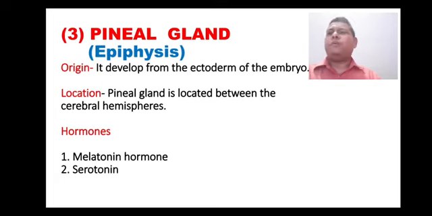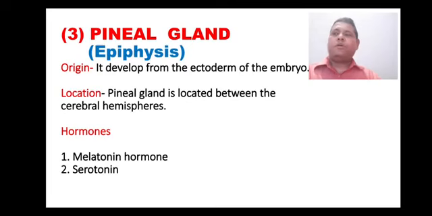Hormones of the pineal gland. The different hormones are as follows. Number 1, melatonin hormone. Although the function of the gland is still subject to current research, it is known to secrete melatonin hormone, also called the sleep hormone. Because it promotes sleep, its secretion increases in dim light and decreases in bright light. Melatonin hormone also plays a role in the biological clock.